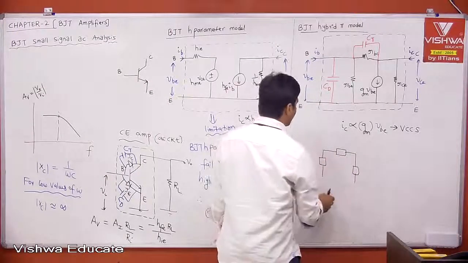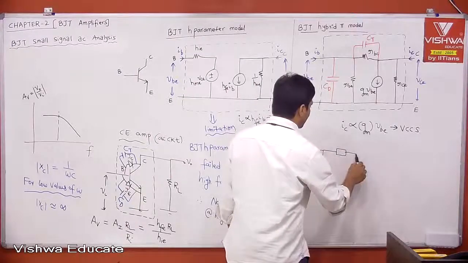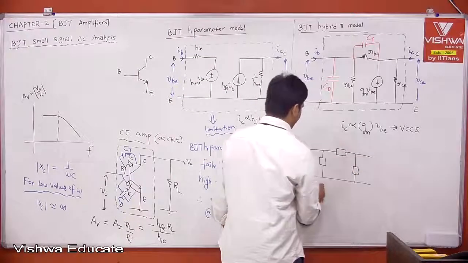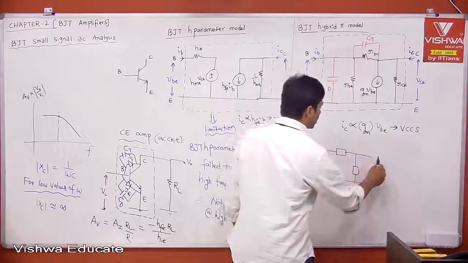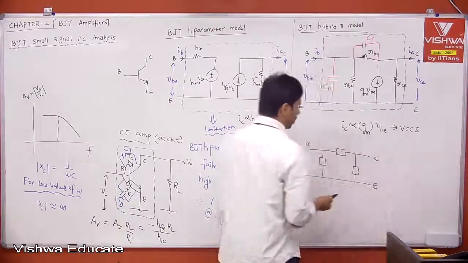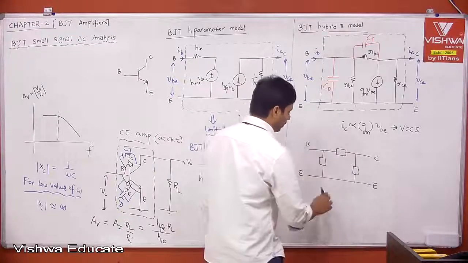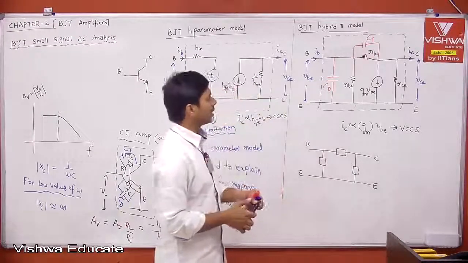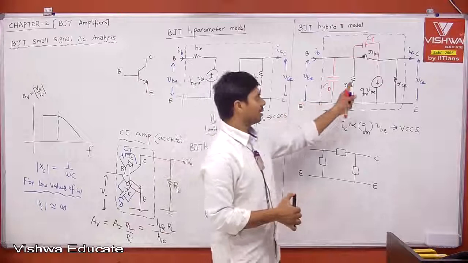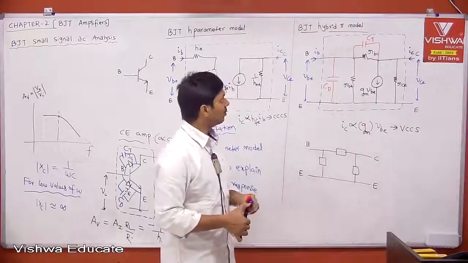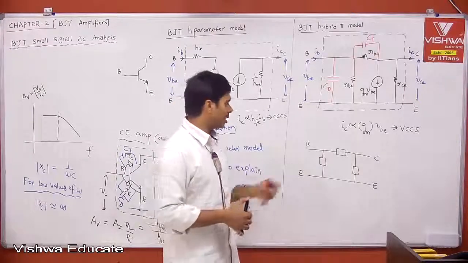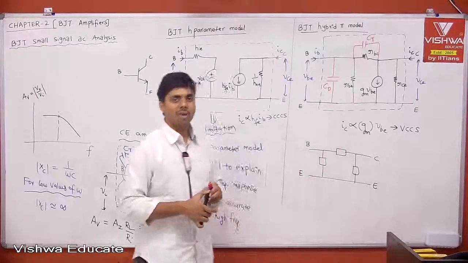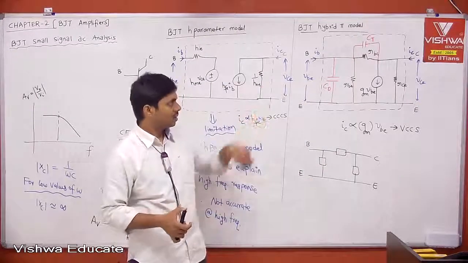And this is ground. Therefore, this is your input and this is your output, right? This is your base, this is the emitter, and this is the collector, and this is the emitter. Therefore, it is like a pi structure, but having capacitor, resistor, transconductance, etc. Therefore, hybrid parameters, but it's like pi. Therefore, hybrid pi model of your BJT. Okay, that is what it is.